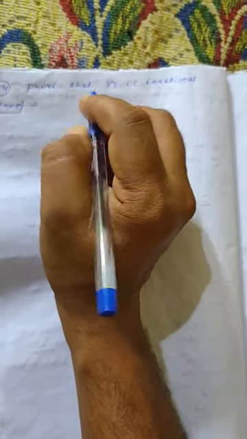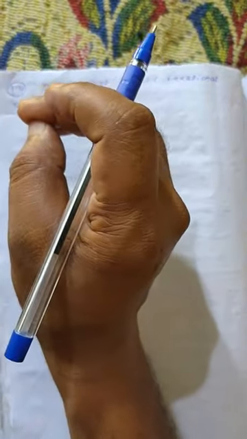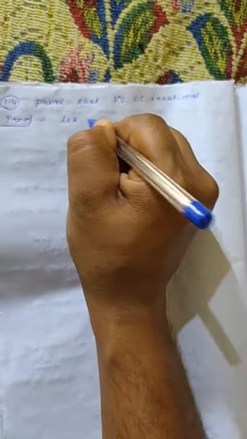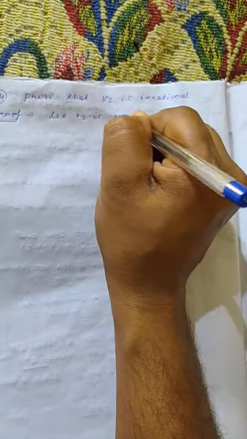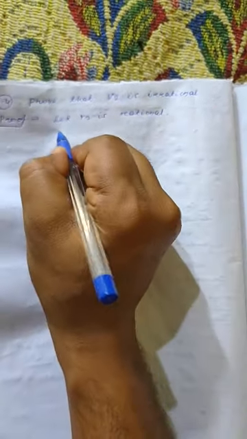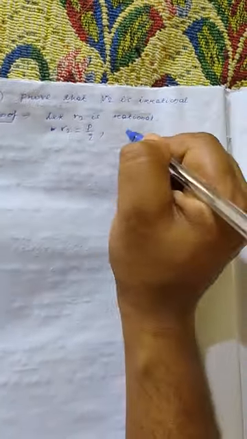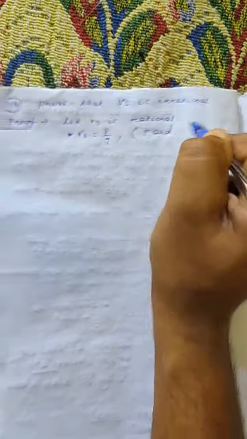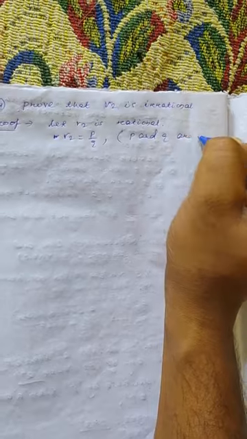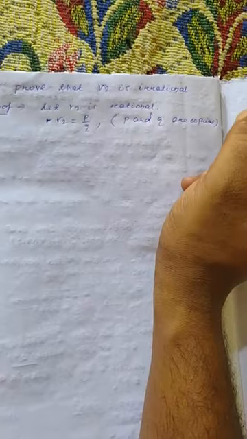First of all, we have to prove this by the contradiction rule. What is the contradiction? You assume something, then later our assumption turns out to be wrong, and then the statement is proved. So first of all, let root 2 be rational. Rational means it can be expressed in the form p by q. That means we can say root 2 is equal to p by q, where p and q are co-prime.